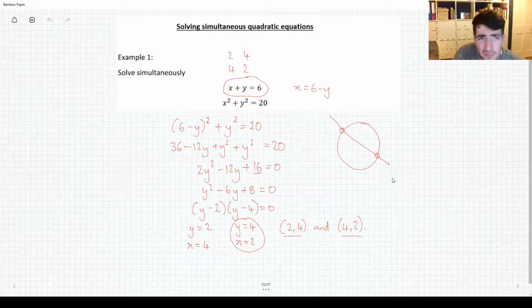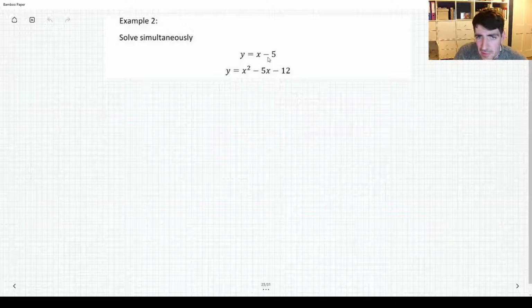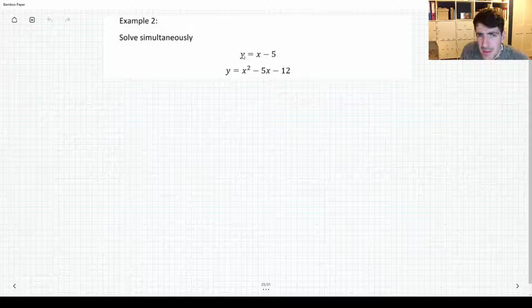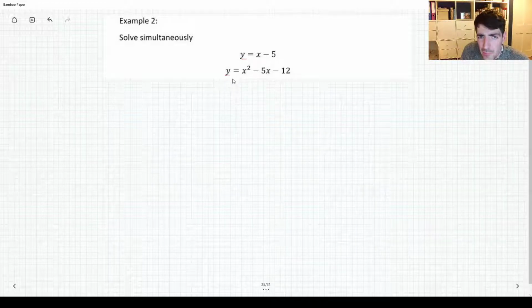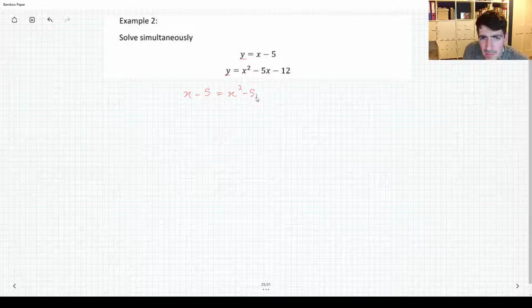So second example is this one. This time it is a linear and a quadratic. You've got a straight line and a quadratic equation. This one's actually a bit easier to solve because in this case both of them are equal to y. So in this case what you can do, because we haven't got a y squared here, is you can just sub the first one straight into the second one. So where we did have y, we know that y is x minus 5, and that equals x squared minus 5x minus 12. And now we can solve it.